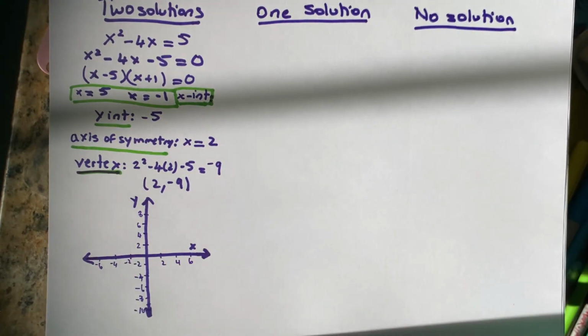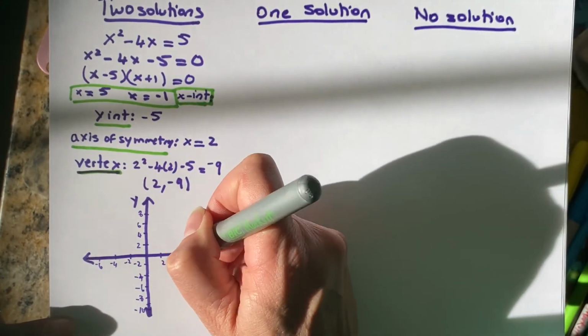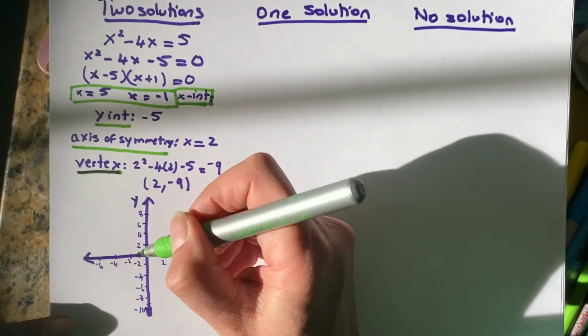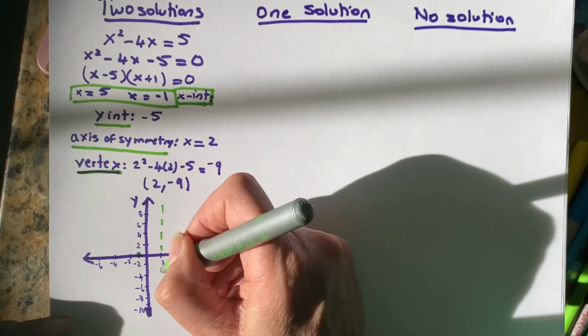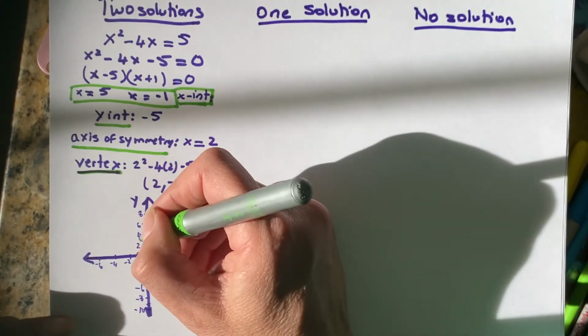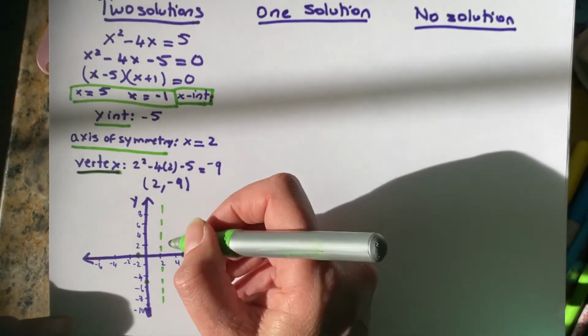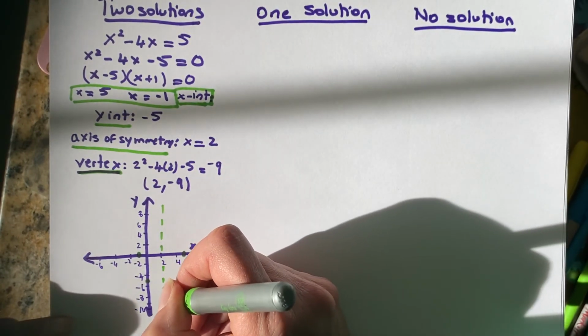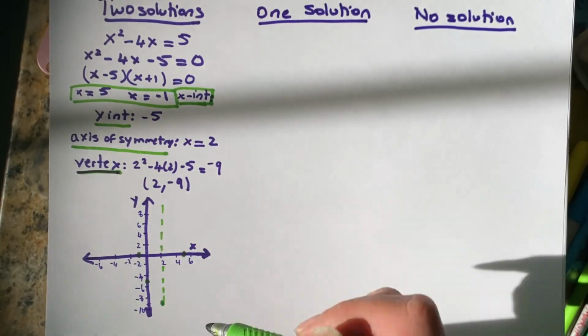All right, so I'm ready to put all my points in. X-intercepts, 5 and negative 1. Axis of symmetry, 2, right in between. Y-intercept, negative 5. Vertex, 2, negative 9. And so I've got 1, 2, 3, 4 points.